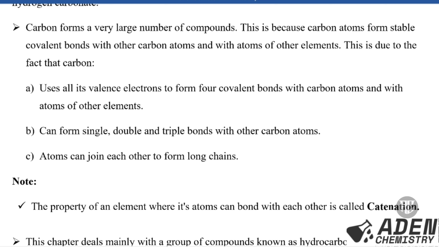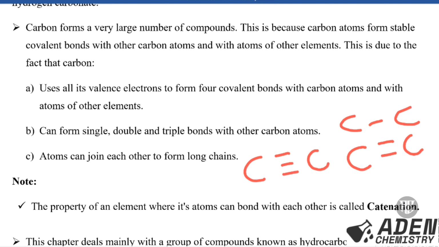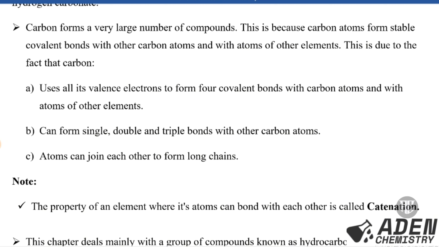Number 2, carbon forms single, double and triple bonds with other carbon atoms. For example, we can have carbon bonding with another carbon using a single strong covalent bond, or carbon bonding with another carbon with a double bond in between the two carbon atoms, and we can see carbon bonding with another carbon using a triple bond. So that's why we say carbon forms single, double and triple bonds with other carbon atoms.